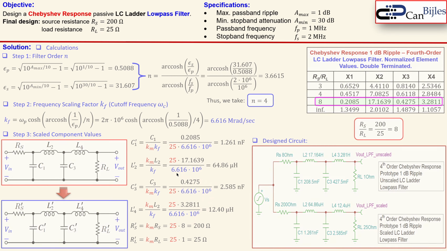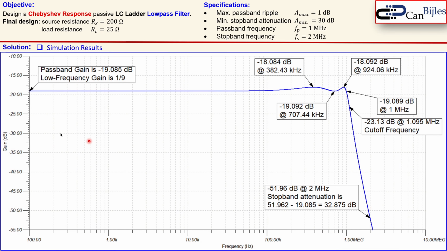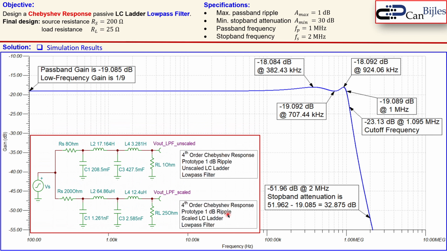Okay. Let's now look at the simulation results. This is the Bode plot for this circuit we just determined, all the values. So we actually plot the Bode plot for this circuit, fourth order Chebyshev response having 1 dB ripple. You see the low frequency or the passband gain here, which is minus 19.085 dB or 1/9.